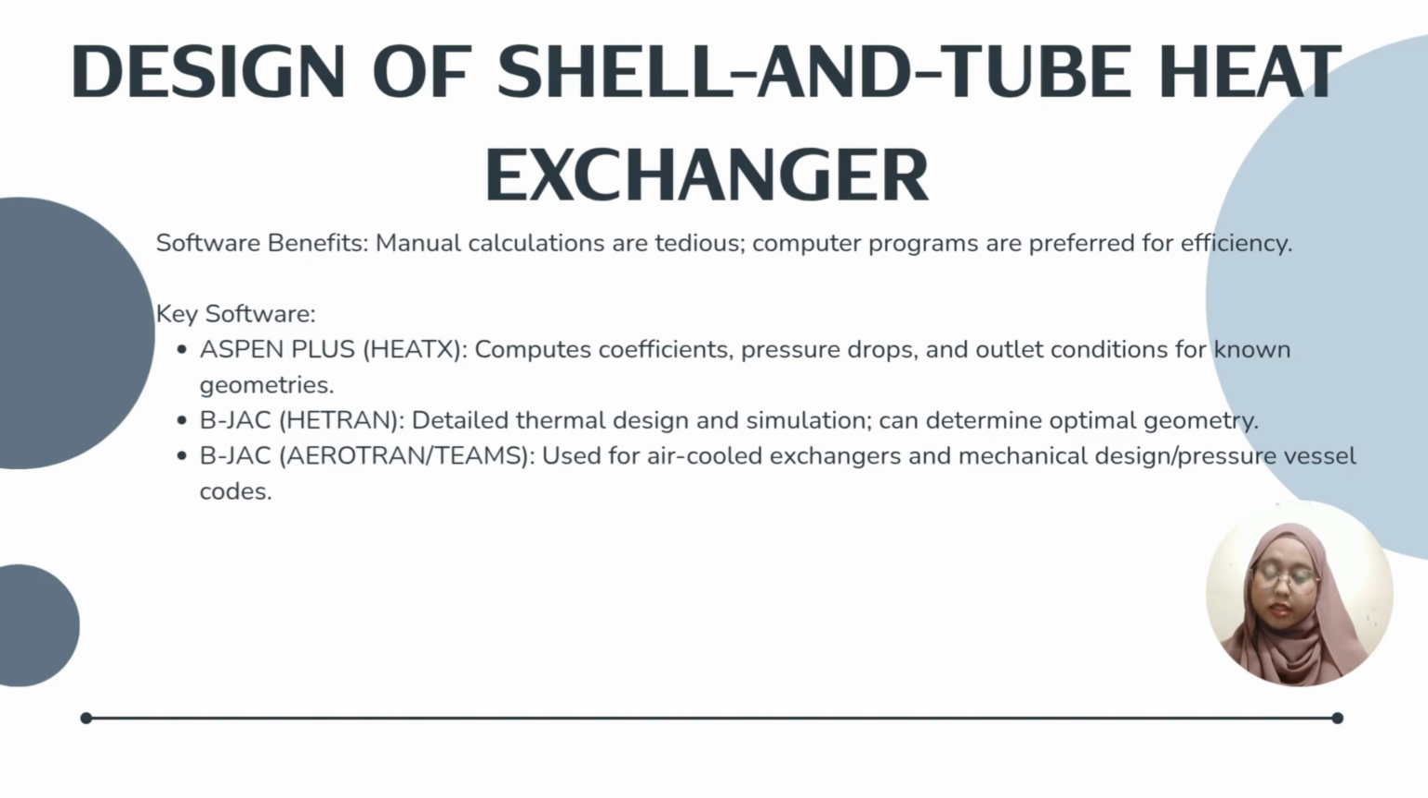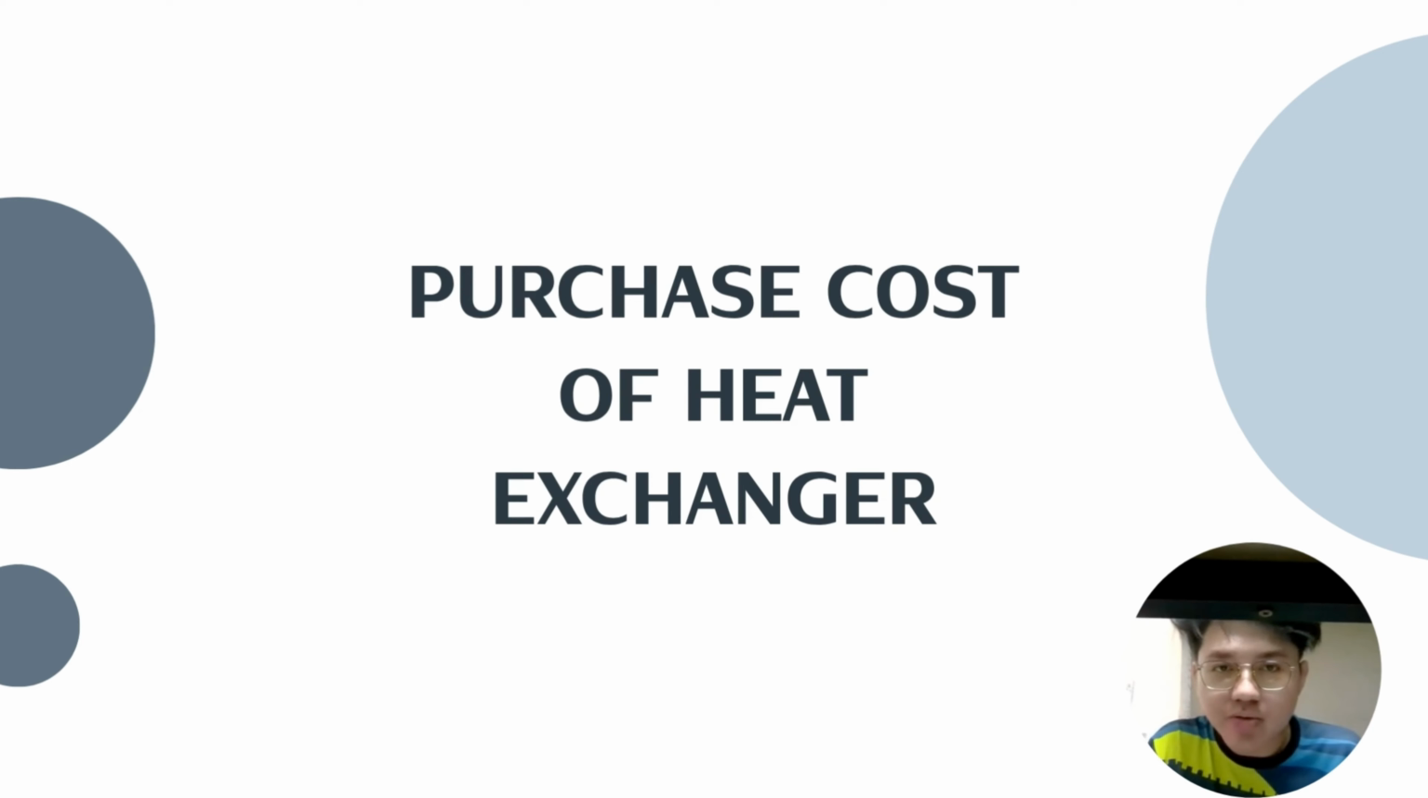For even more detailed work, we use the PGSC suite: HeatRun for thermal rating and optimization, AeroRun for air-cooled units, and TIMS for mechanical design and pressure vessel coding. This program effectively seeks the optimal geometry, balancing the smallest diameter and shortest length against allowable pressure drop. Next, we will continue with the purchase cost of heat exchanger.